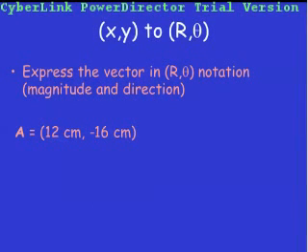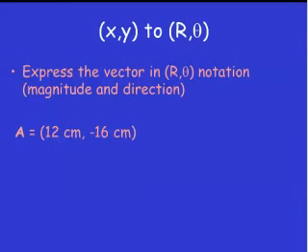Alright, express the vector, I'm sorry, in r theta notation. That is, we want magnitude and direction. So we have the vector 12 centimeters in the x direction, negative 16 centimeters in the y direction. So we need to be able to get that into r theta notation. So this is xy notation.